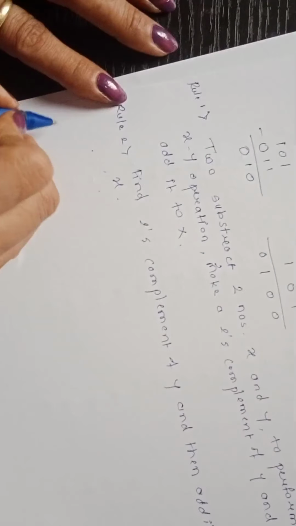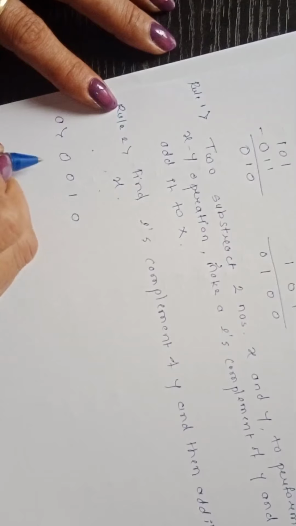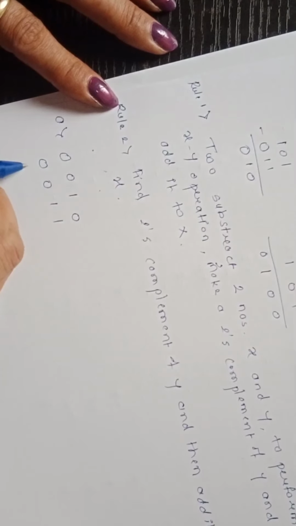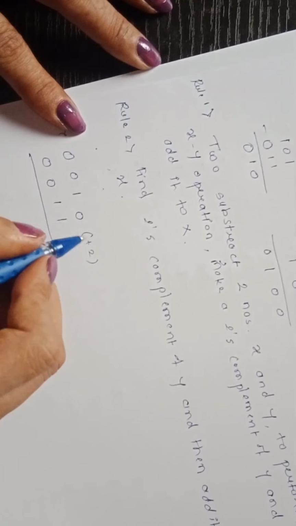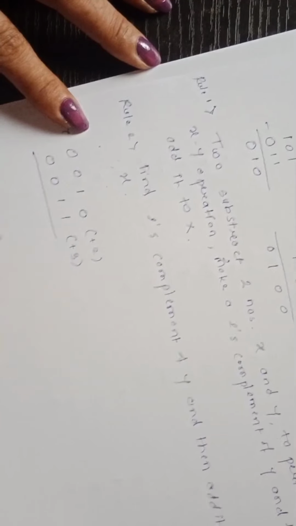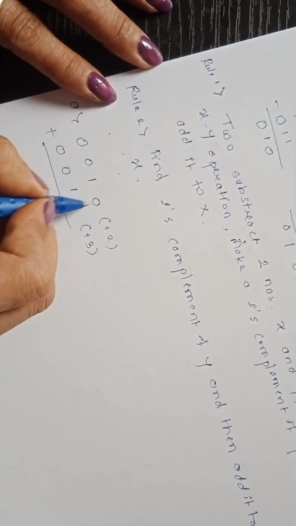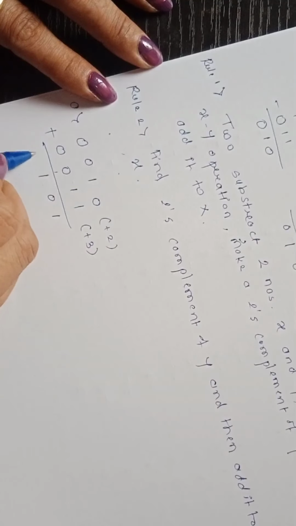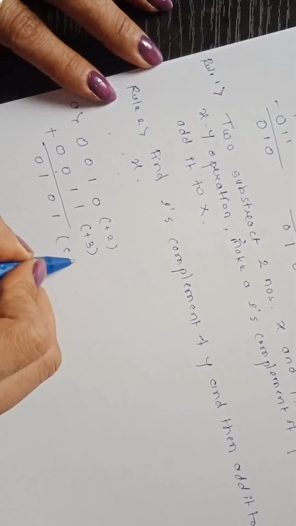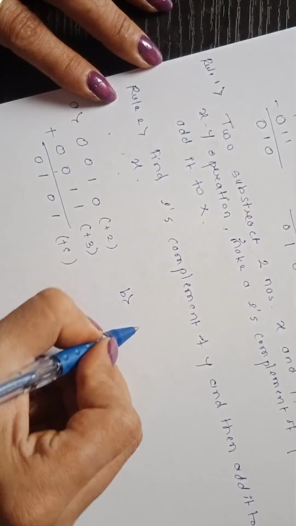Now let's see. First example is 0 0 1 0 and 0 0 1 1. What is 0 0 1 0? It is plus 2. What is 0 0 1 1? It is plus 3. Now here we have to perform binary addition. What is 0 plus 1? 1. 1 plus 1 is 0, carry 1, and 0. Now here what do we get? Positive 5.